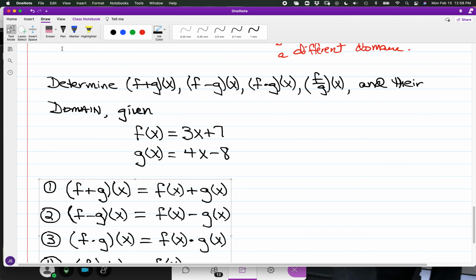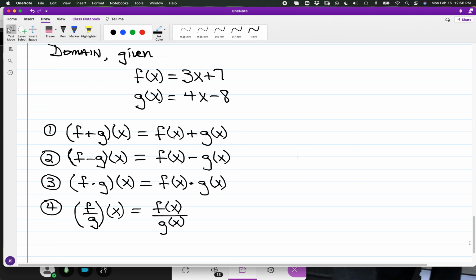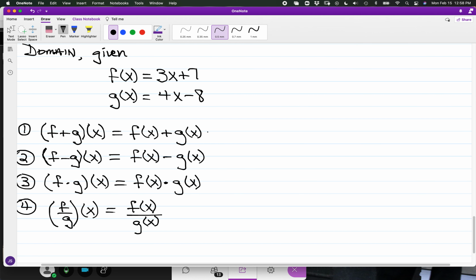So we have the first case, the sum function, f of x plus g of x. Now with f of x and g of x specified in this example, from f of x I have 3x plus 7, plus g of x, I have 4x minus 8. And the reason I'm using parentheses here is just to draw out what f of x is, and what g of x is, and to note the separation of the functions with the addition.